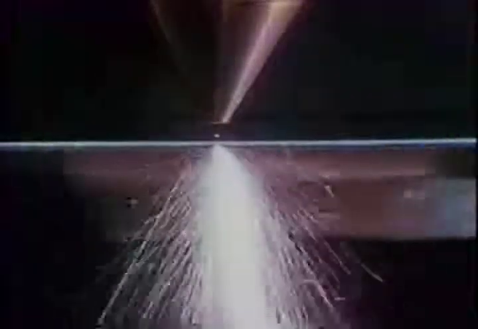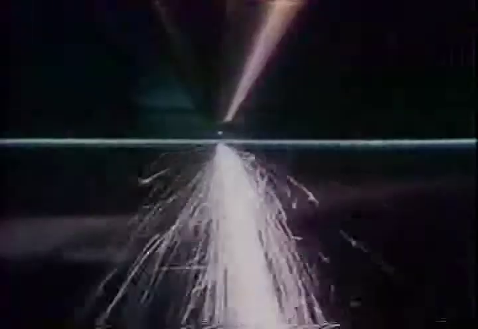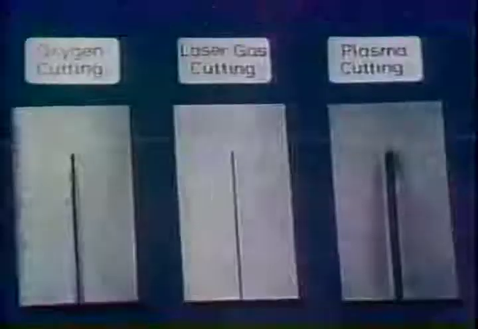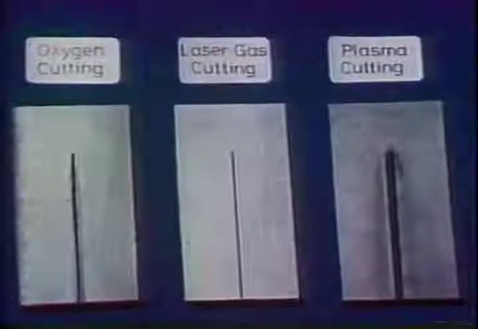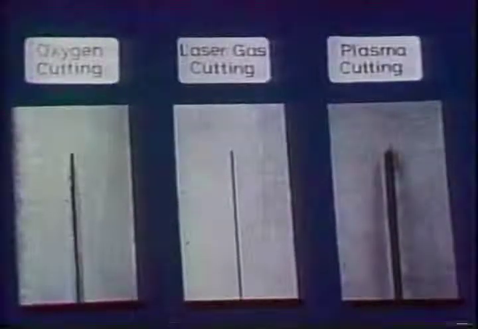This is an actual example of high-power CO2 laser gas cutting. The cutting speed is much higher than other thermal cutting processes. This is an example of sample cuts of mild steel by various thermal cutting processes. From the top, the curves show oxygen cutting, laser gas cutting, and plasma cutting respectively. In this laser gas cutting, a very narrow kerf, less than 0.2 millimeters, is easy to obtain, which enables precision cutting.